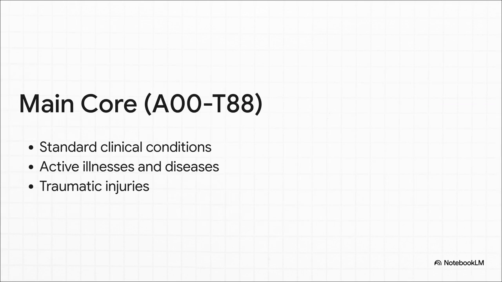Let's zoom in on that first pillar, spanning A00 to T88. This is your main core. It holds all your standard active illnesses, diseases, conditions, and injuries. We're talking everything from an infectious disease like tuberculosis over in the A codes, all the way to a traumatic injury like a fractured femur in the S codes. They all live right here on these shelves. This is really the meat and potatoes of clinical coding.